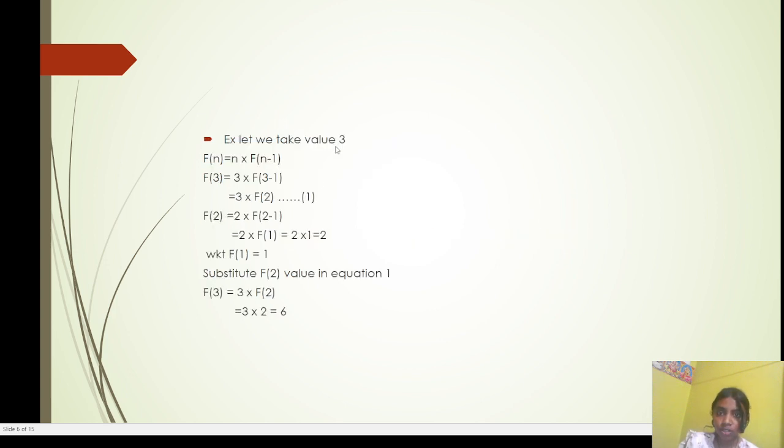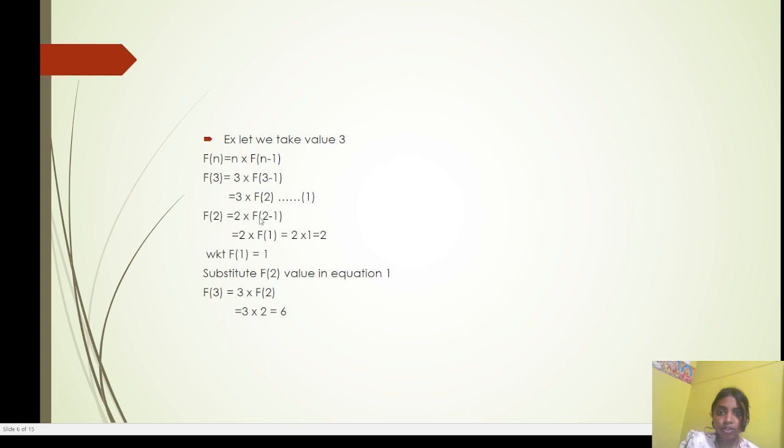Example, let me take the value 3 which is greater than 1. So f of n is equal to n into factorial of n minus 1. Substitute n with 3. F of 3 is equal to 3 into factorial of 3 minus 1. So we get equation 1 as 3 into factorial of 3 minus 1, which is 3 into factorial of 2. Next we need to find the factorial of 2. In place of n substitute 2. F of 2 is equal to 2 into factorial of 2 minus 1, we get the factorial of 1. As per the condition we know that factorial of 1 will be 1. So 2 into 1 equal to 2.